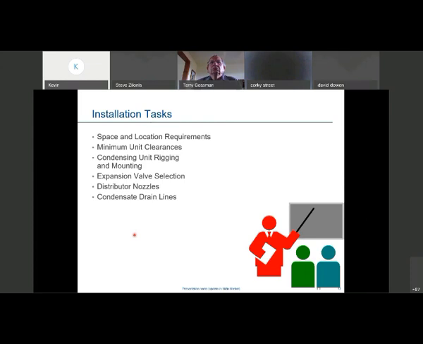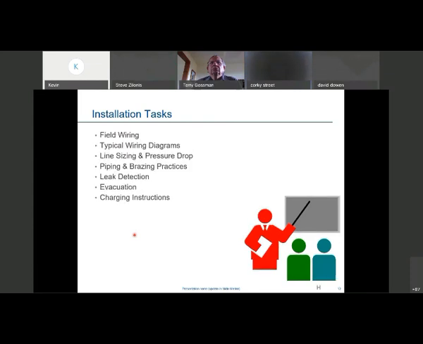Okay, so we're going to talk about spatial location, condensing unit rigging, expansion valve selection, those type of things. Field wiring, some of that, typical wiring diagrams for defrost. Of course, line sizing, and it's going to be into piping and brazing practices, that kind of thing.